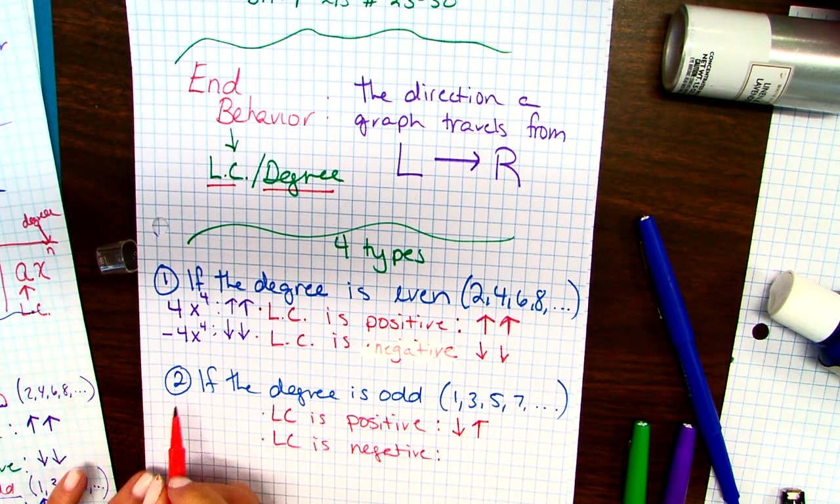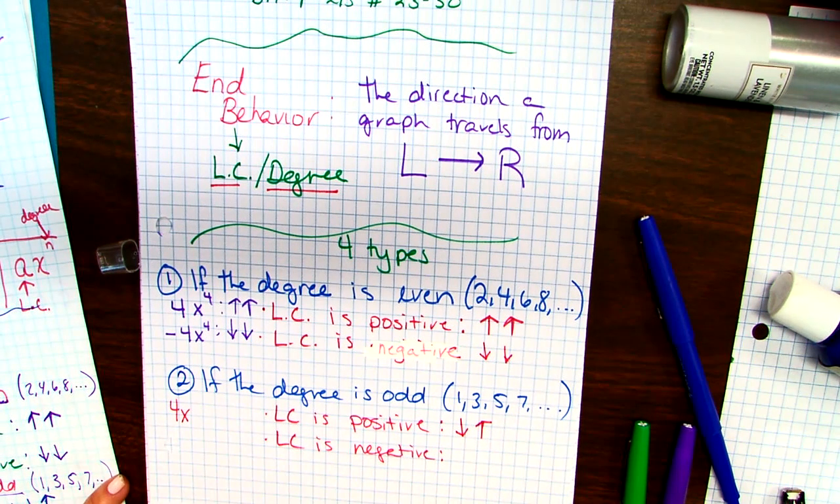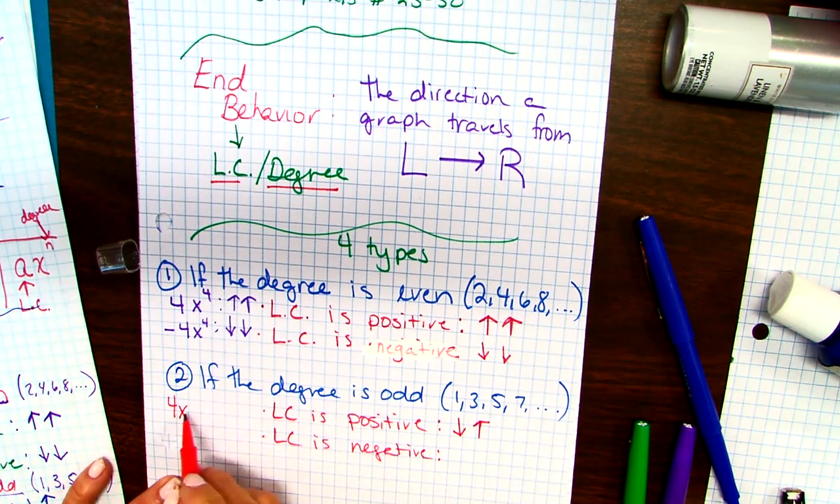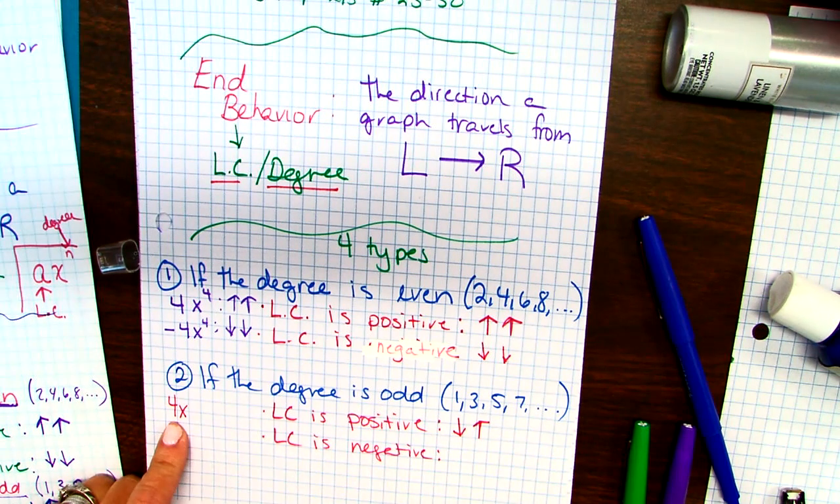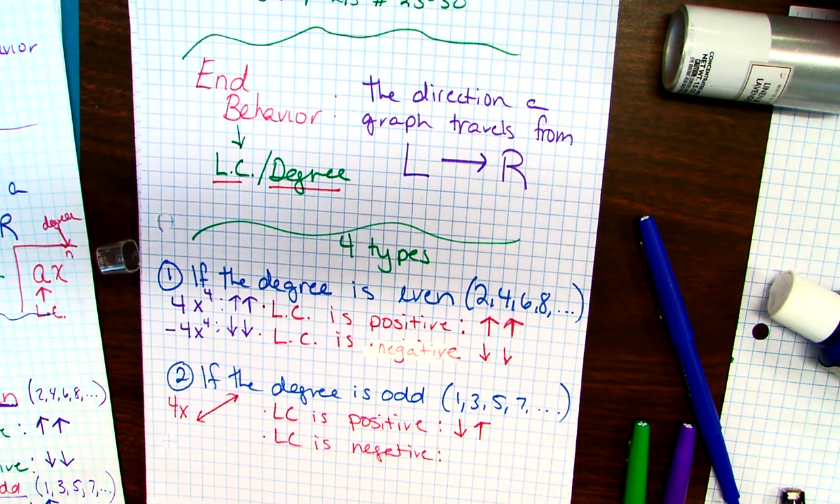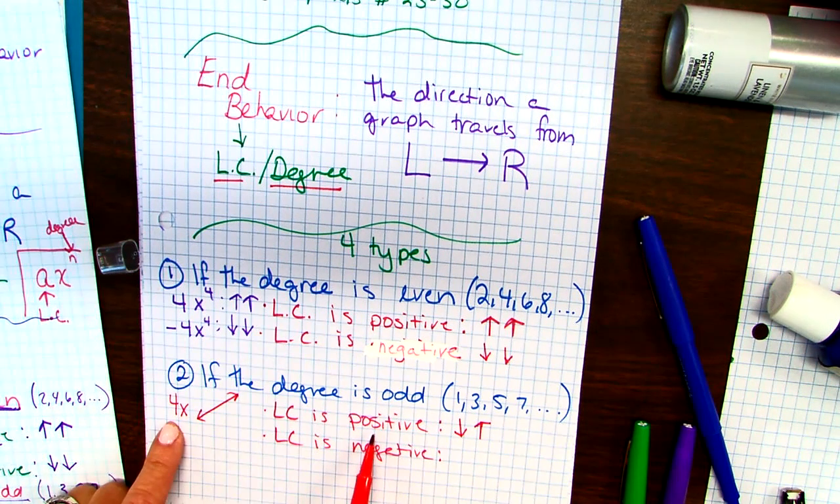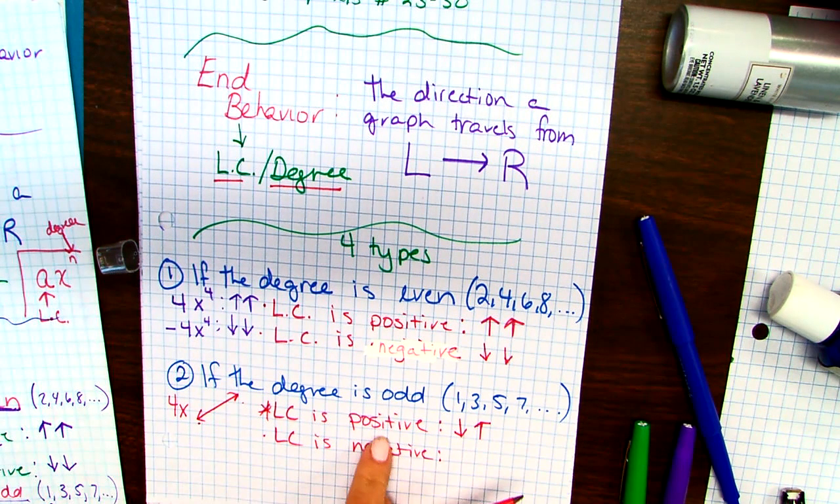Here's an example. Let's do 4x to the first power. That's a line. If it's a positive slope, think about it, this is like y equals mx plus b. 4 would be your slope. It would rise as you go left to right. That's a positive leading coefficient: down, up. This is the one I see the most mistakes on. We just hear positive and think it should go up first. It doesn't.